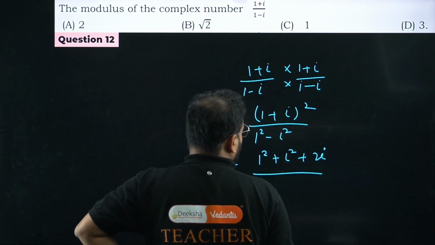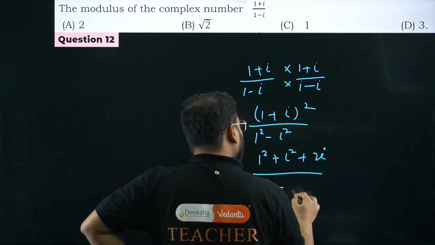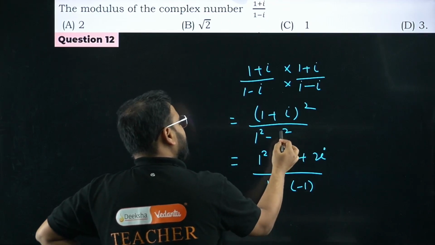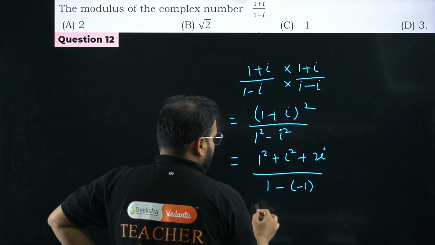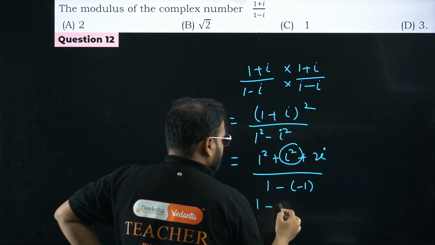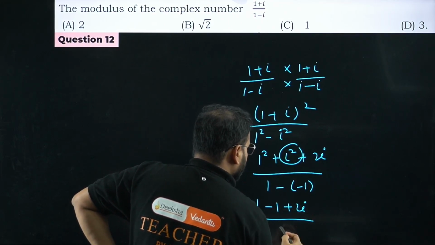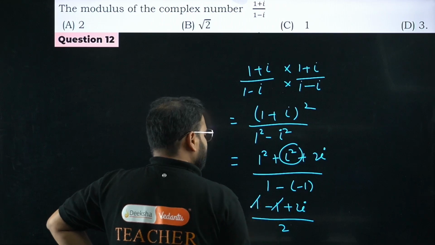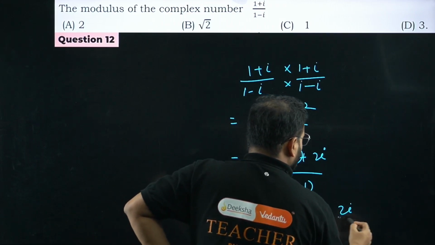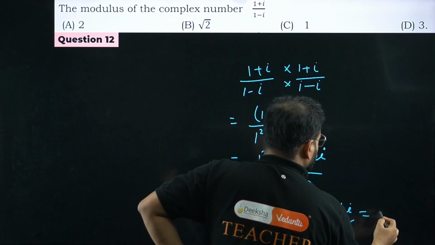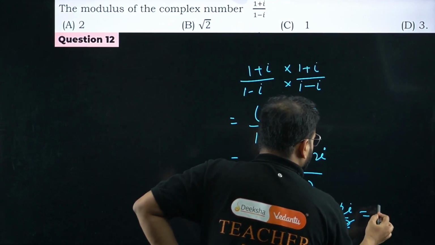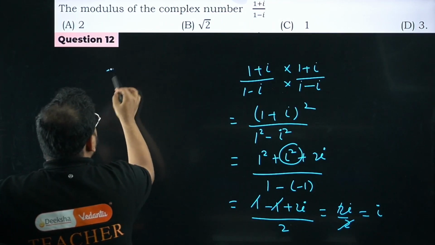Yes. What I have over here is 1 minus of minus 1. i square is what? Minus 1, no? That's why I'm getting here 1 minus i square is again minus 1. 1 minus 1 plus 2i divided by 2. This is cancelled. What I'm getting? 2i by 2, cancelled. What is the answer? Simply i.